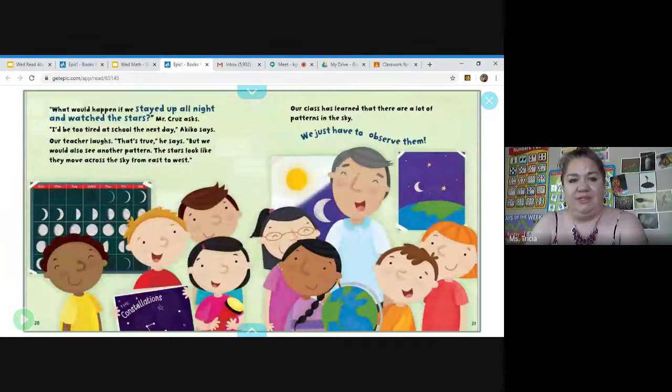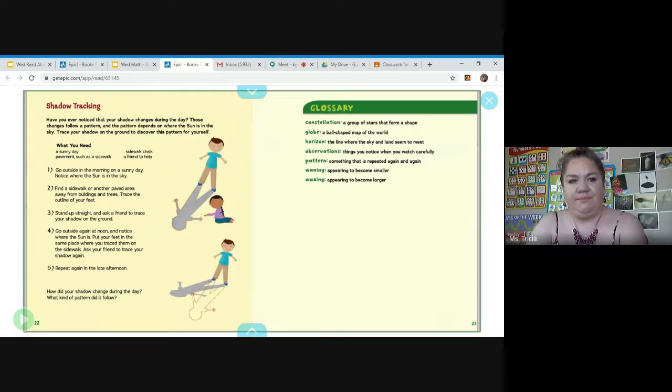What would happen if we stayed up all night and watched the stars? Mr. Cruz asked. I'd be too tired for school the next day, Akiko says. Our teacher laughs. That's true, he says. But we would see another pattern. The stars look like they move across the sky from east to west. Our class has learned that there are lots of patterns in the sky. We just have to observe them.